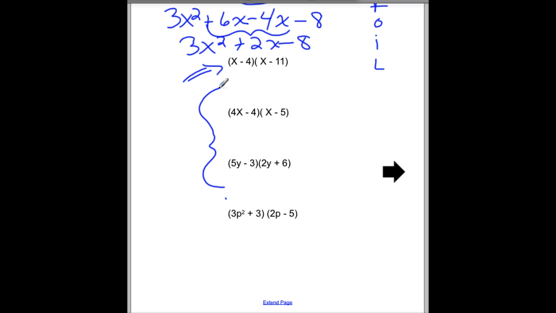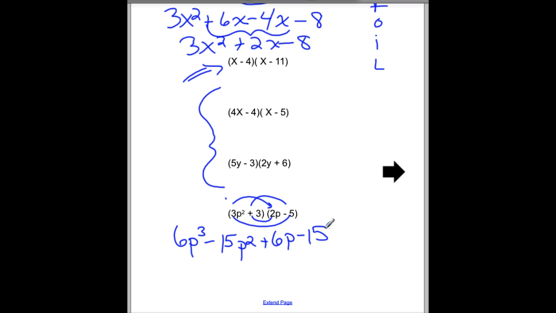So let's take a look and do our firsts. 3 times 2 is 6. P squared times p is p cubed. Outside would be a minus because of the one, negative 15 p squared. Inside is going to be a positive because they're both positive. 3 times 2 is 6. And my last, 3 times 5 is 15.